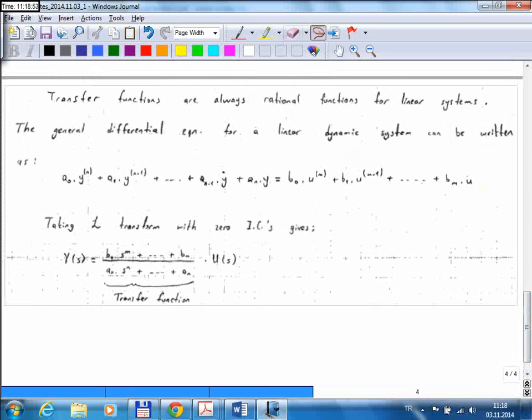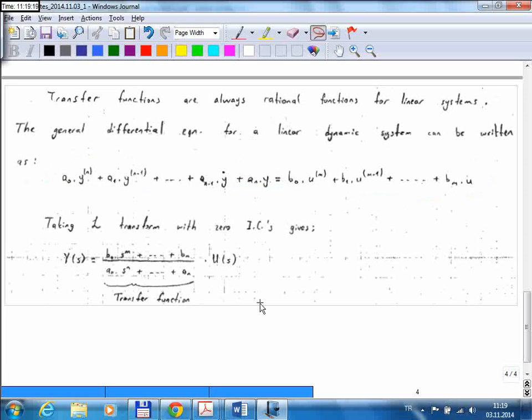So if you have a general linear dynamic system, then whatever that system is, you can write the system equation in this form. This could be a mechanical system, or an electrical system, or any other type of system, as long as it is a linear system. So the key term here is linear. Then the equation will be in this form.